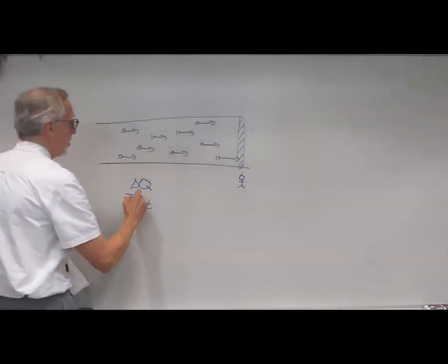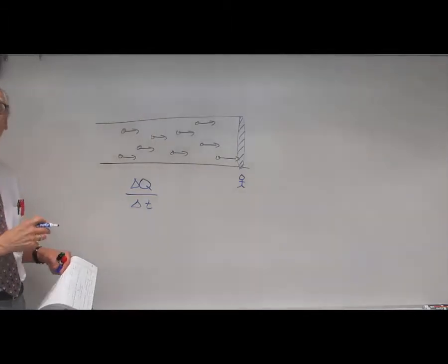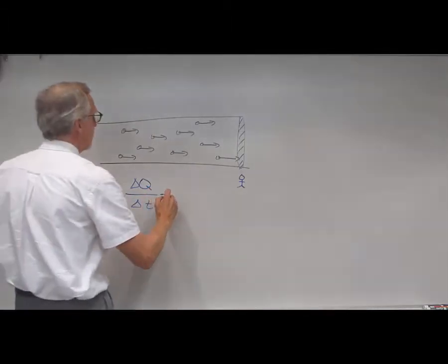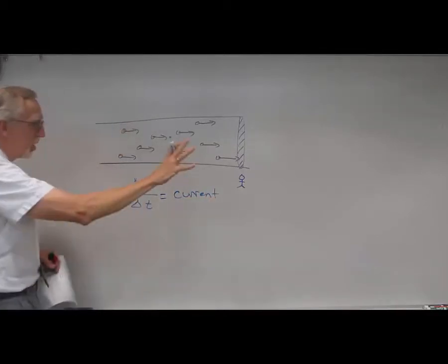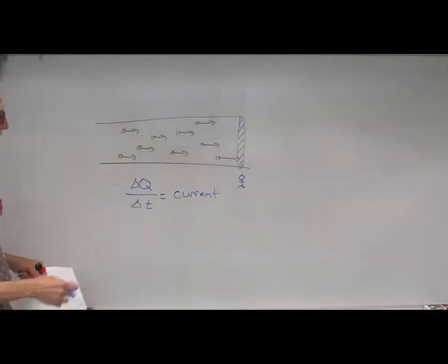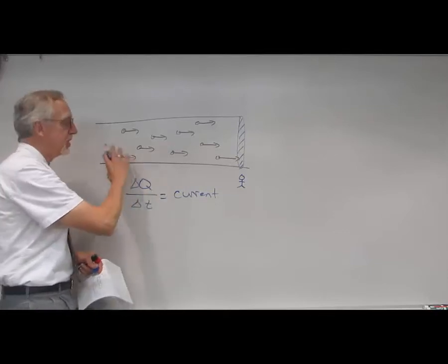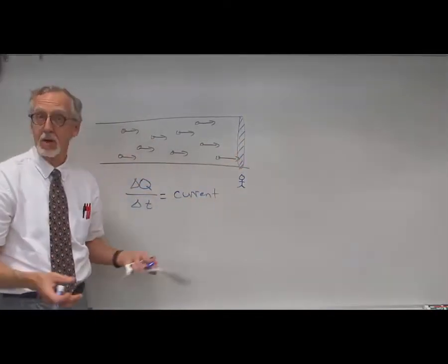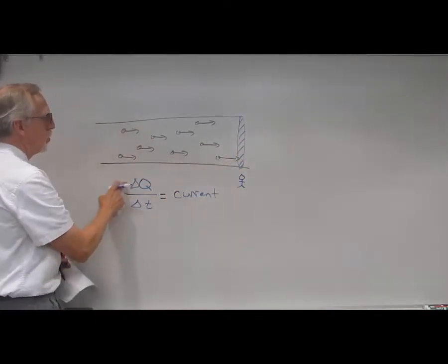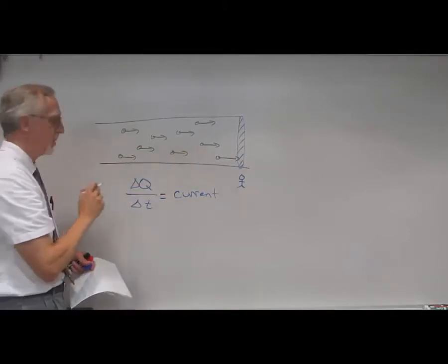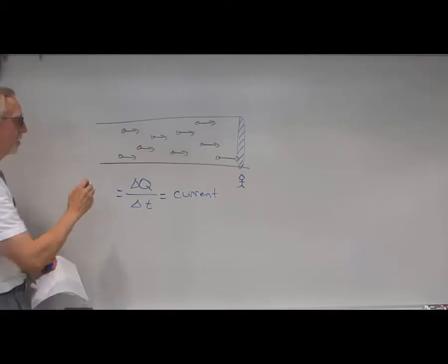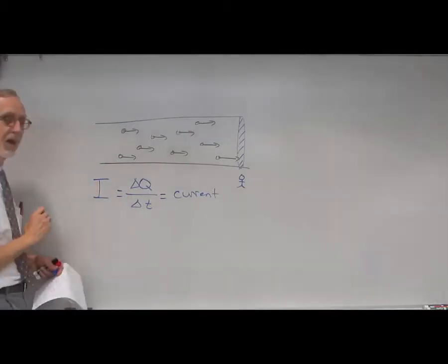Well, the ratio of delta Q over delta T, that's how we will define the amount of current. So the more charge that goes through, the higher the current. In a shorter time, in other words, if it's moving faster, the more current. So the current we will define as the charge flowing through the wire per time. And the symbol that we will use for this will be a capital letter I.